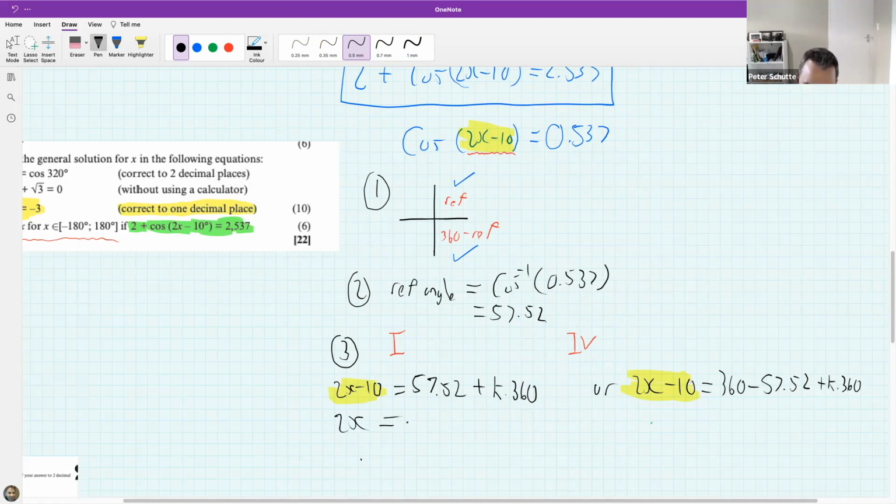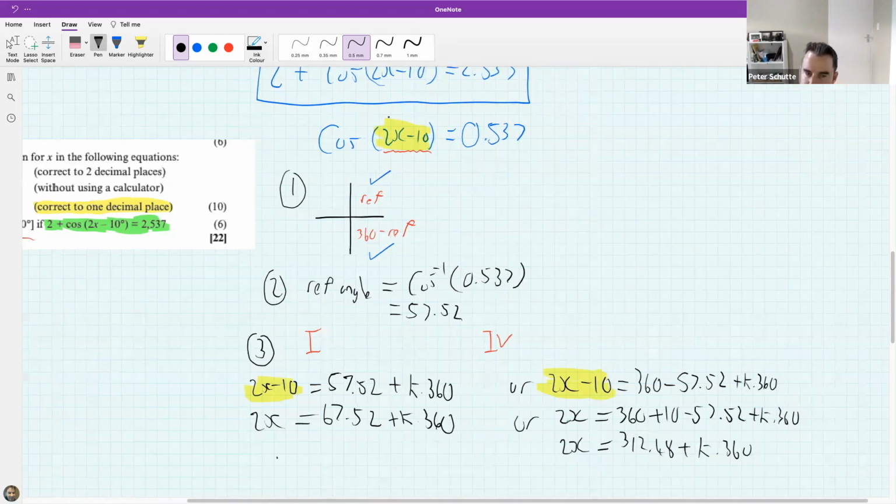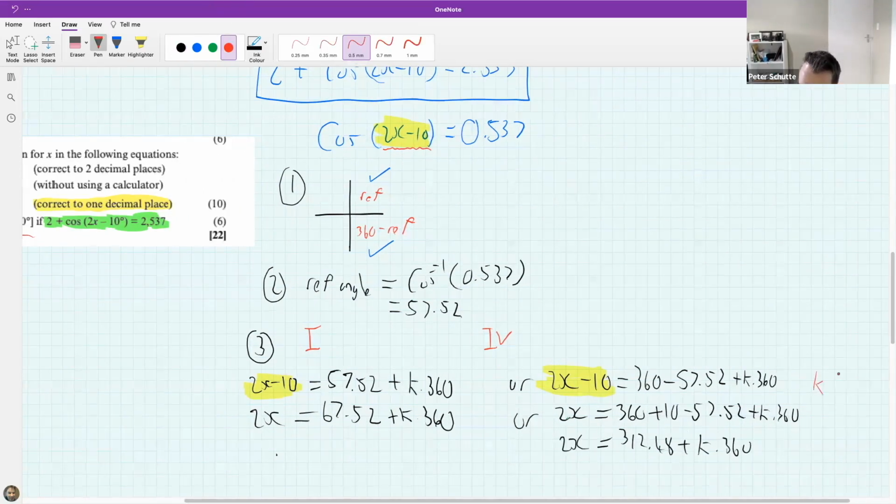So we go 2x equals 67.52 plus k times 360, or 2x equals 360 plus 10 minus 57.52 plus k times 360. And now, let me just get this to be, what was this? This was 312.48 plus k times 360. And remember, we actually need to have k is an element of the integers here.